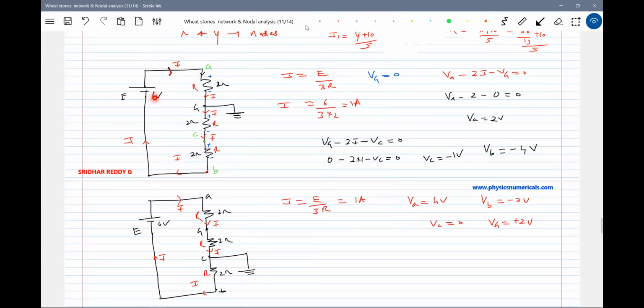EMF of the cell is 6 volt, and 3 resistors are there, in series. Each resistor is 2 ohm. Then the earthing is at this point. What is the expression for current?